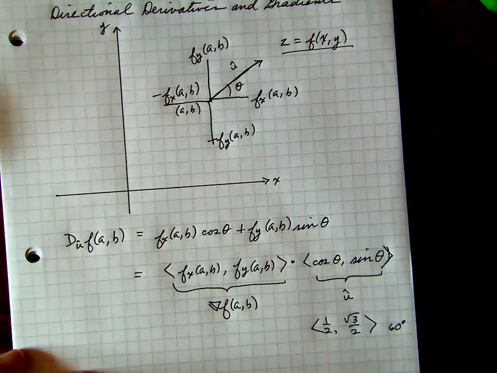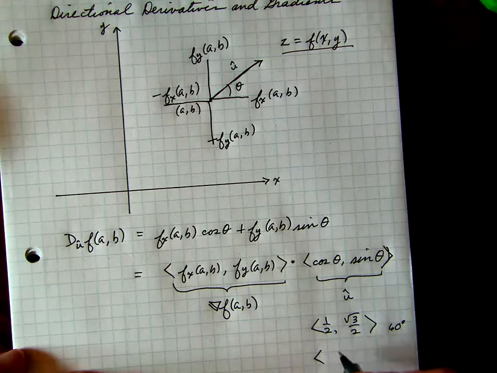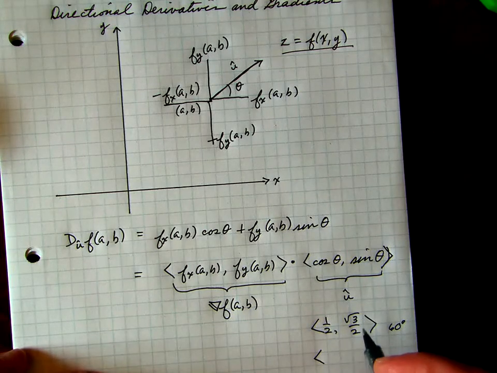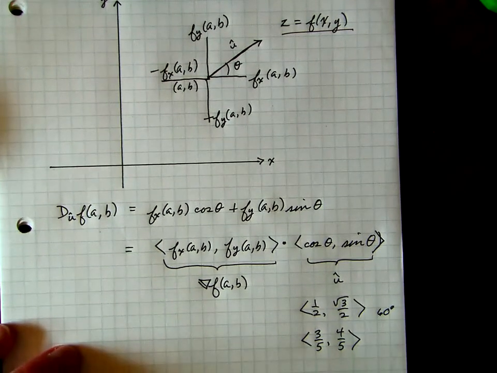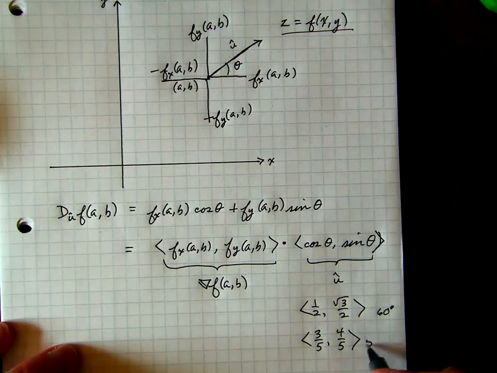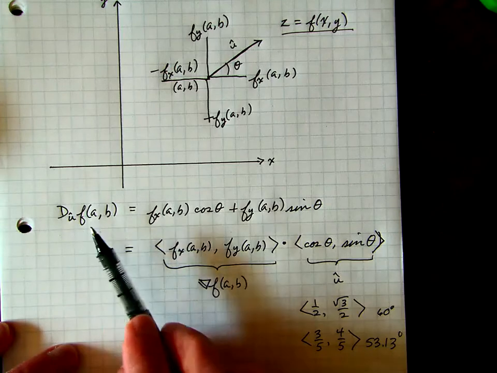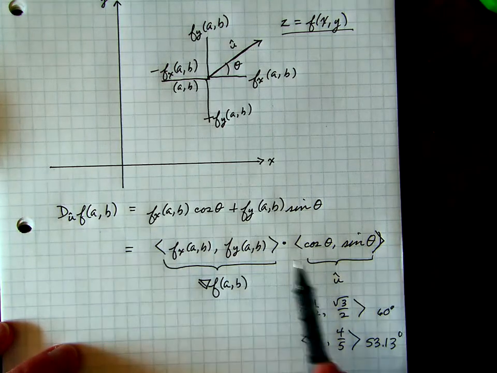If instead you were looking at some popular result like, I don't know, we've seen this guy before, those don't look like trigonometric functions. But we already know that's a unit vector. And it's about what? 53.13 degrees. So now that we've done this part, we've learned how to find a directional derivative.